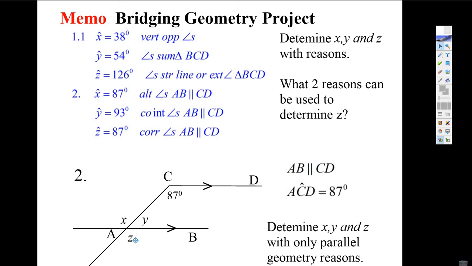And the last one, z. Z is the third parallel reason. Angle ACD and this angle z here are called corresponding angles. They're in the same place. That's why z must equal 87 degrees. Corresponding angles, AB parallel to CD. Well, that's the first two questions.